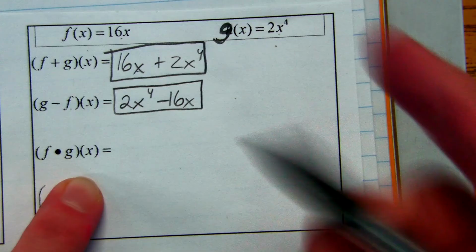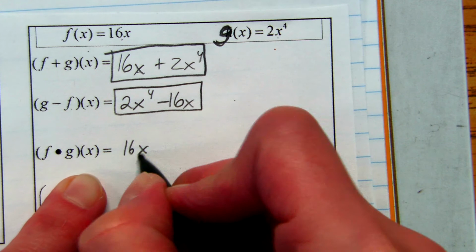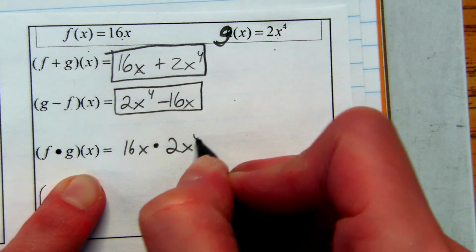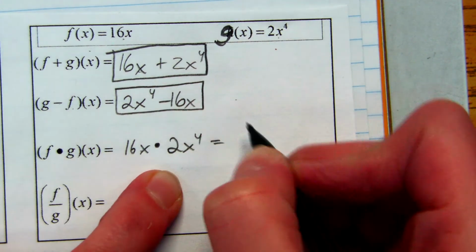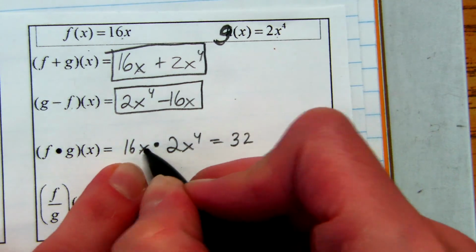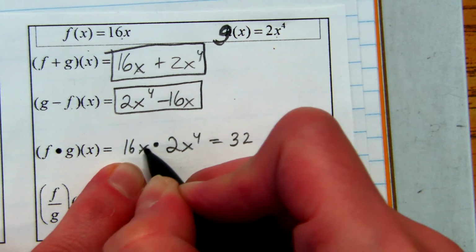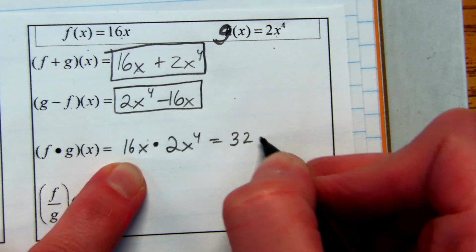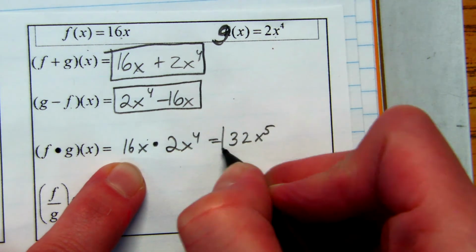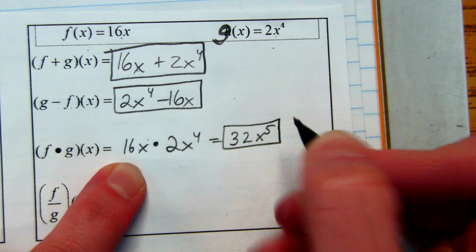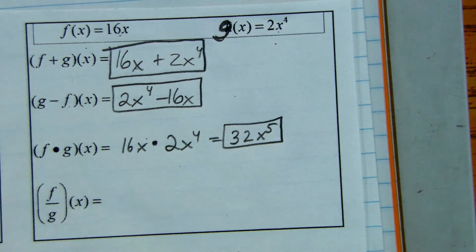Multiplication, you can multiply no matter what, so we will have to do a little bit of work on this one. I have to take 16 times 2, which is 32, and then x times x to the fourth. Remember, this would be x to the first, so 1 plus 4 makes it x to the fifth. So review some of those power rules we haven't looked at for a while.